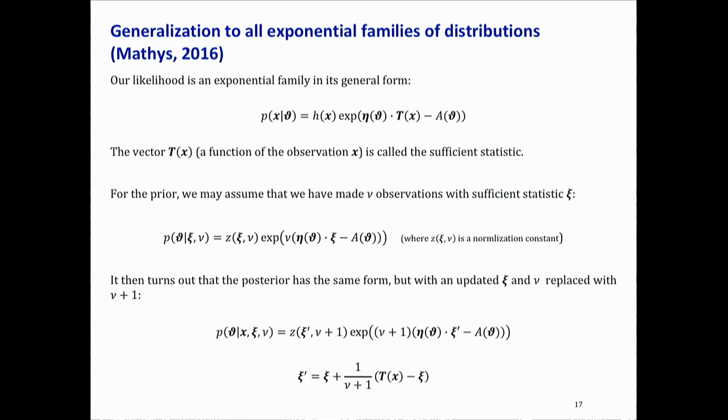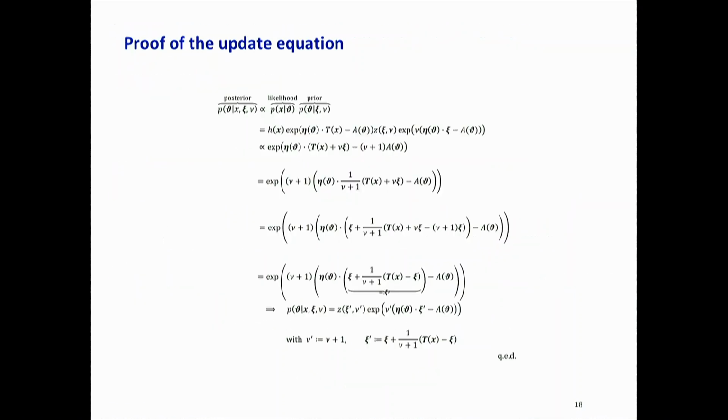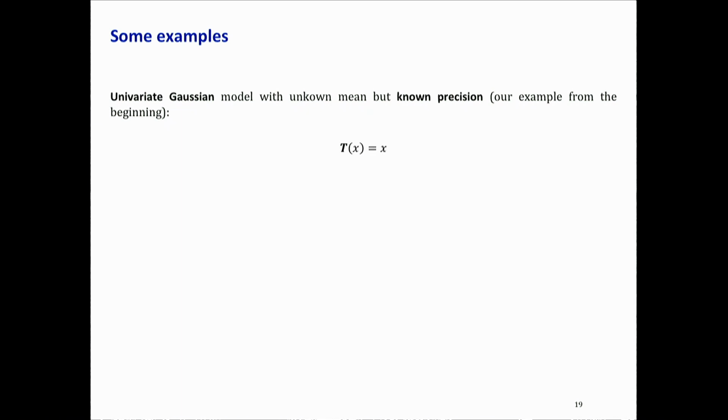Psi is the so-called hyperparameter. Psi parameterizes your prior here. So, for example, it's always the simplest example, the Gaussian. So here's the proof on the next slide. And now let's do some examples.